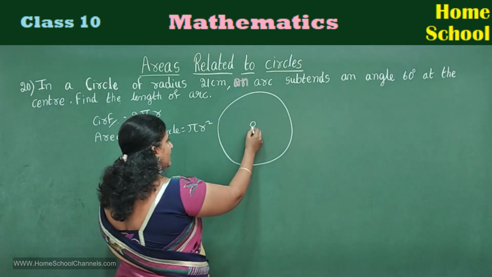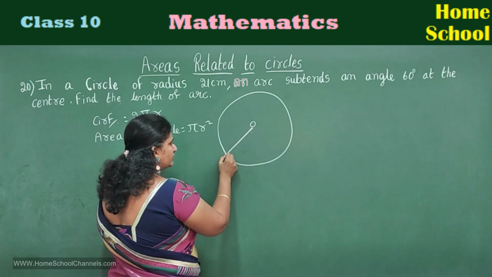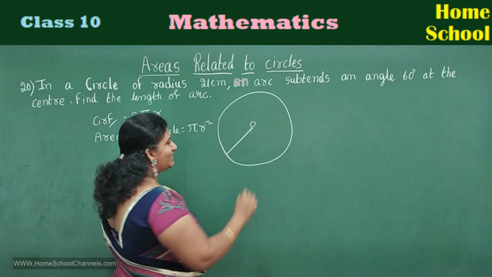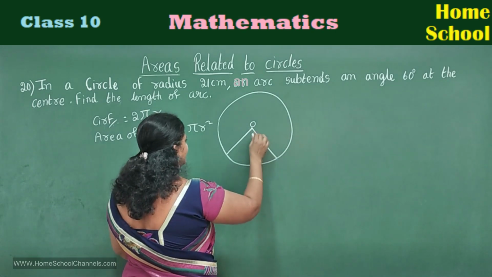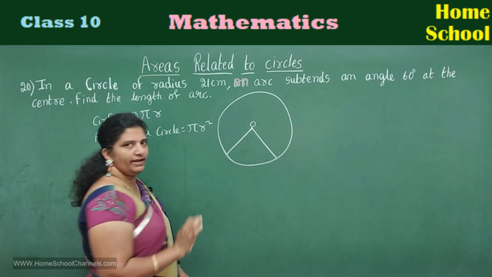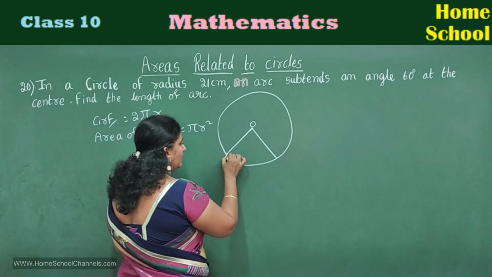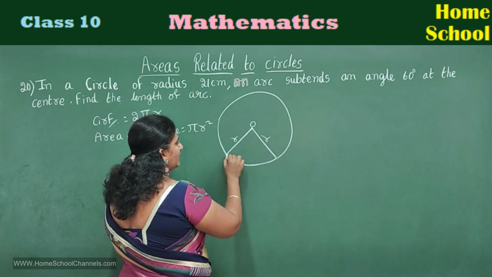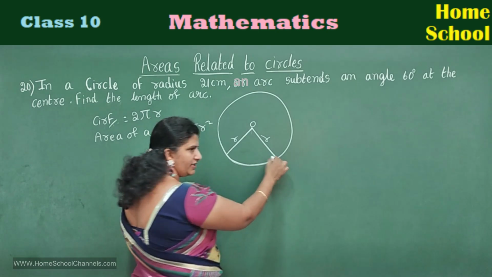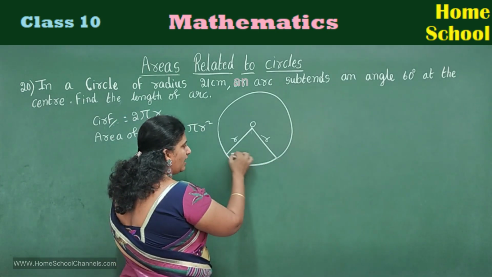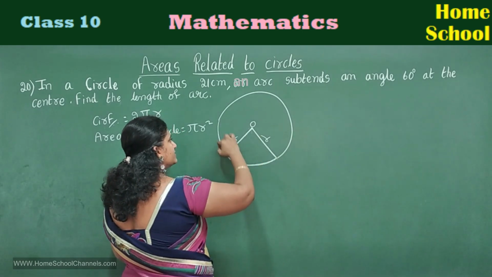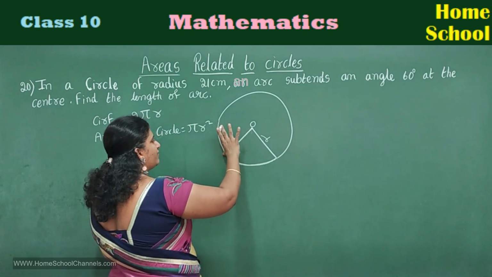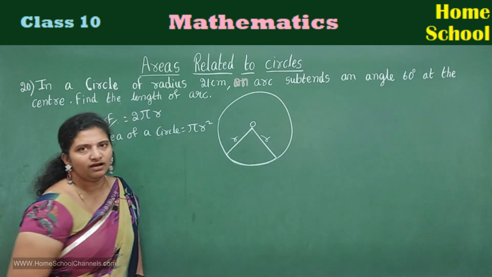Next, suppose I join a line from the center of a circle to the circumference. What is this line called? Radius. Let me draw two radii. This is a radius, this is also a radius, and you can see arcs. Here you can see two radii and a small arc. From here to here it is an arc, and this is also an arc. This is the minor arc, and from here to here it is the major arc.